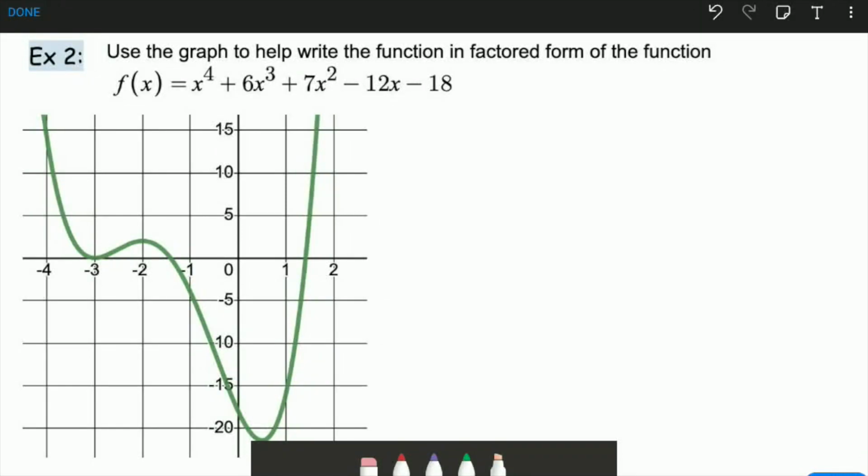Okay, in this example, we're supposed to use the graph to help us write the function in factored form. First of all, we notice it is a fourth degree polynomial. So that means there should be up to 4 roots, including complex roots. So we're going to use the same approach as before. We're going to use synthetic division to help us reduce the power down to a quadratic. Once we have it as a quadratic, we can try our old factoring strategies for quadratics to see if we can break it down. As far as roots go, the ones that we can see, one right here, is negative 3.